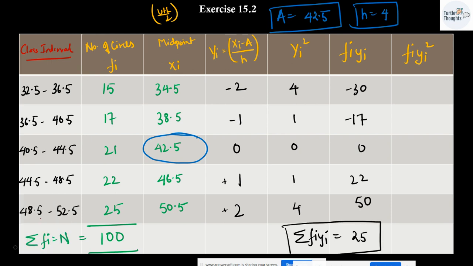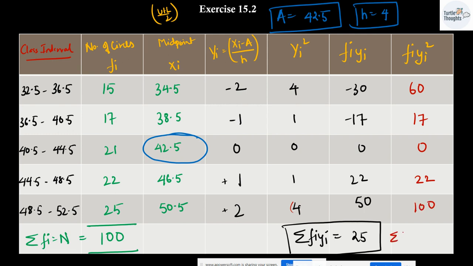Next, I can calculate the value of Fi multiplied by Yi whole square. Yi whole square is over here. So 4 multiplied by 15, 15 multiplied by 4, both are one and the same, so it is going to be 60. 17 multiplied by 1 is going to be 17. 25 multiplied by 0 is going to be 0. 22 multiplied by 1 is going to be 22. 25 multiplied by 4 is going to be equal to 100.